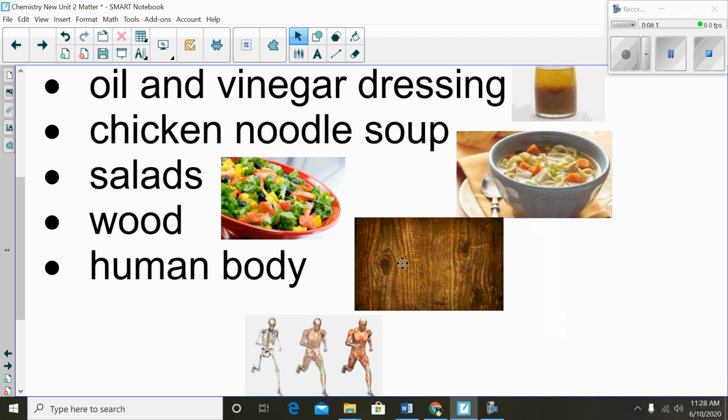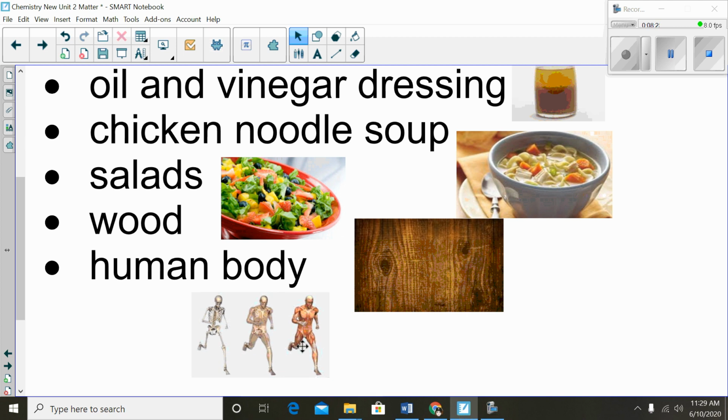Wood, remember wood is a plant, right? So that's why you can see all of these different striations on here. That is something that was once living, so the parts are not going to look uniform. And another example is the human body, right? We are all human and have the same basic components, but we all look different.